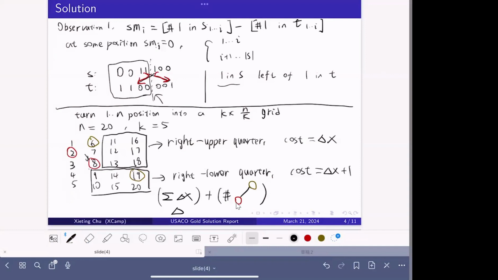And since this is always the same anytime, the only thing we need to do to minimize the number of moves is to minimize this part. And to do this, we can solve it with an easy greedy algorithm.